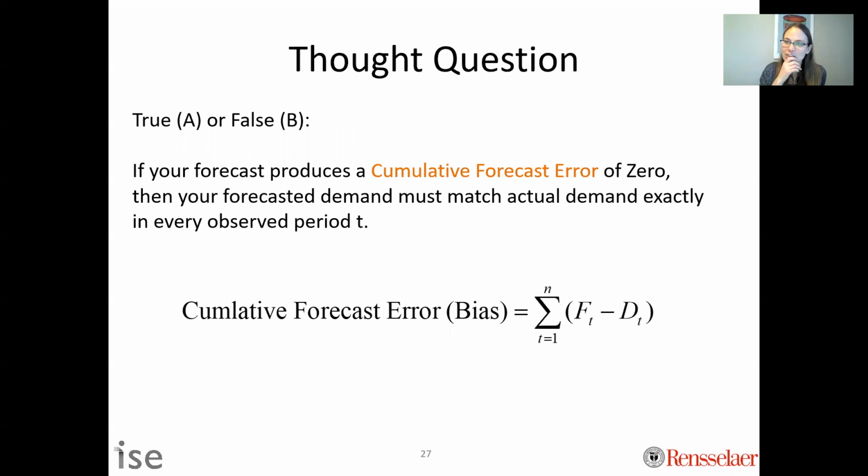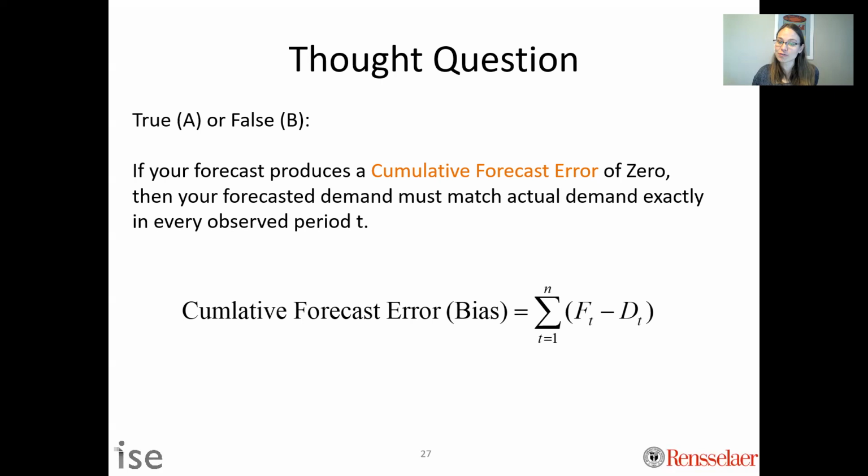So the first one I want you to think about is this thought question. Do you think the following statement is true or false? If your forecast produces a cumulative forecast error of 0, and I provided the equation on the screen, then your forecasted demand must match your actual demand exactly in every observed period T. Do you think that's true or do you think that's false? So in other words, I got a bias of 0. Did I have a perfect forecast in every single observation? The correct answer here is that this is false.